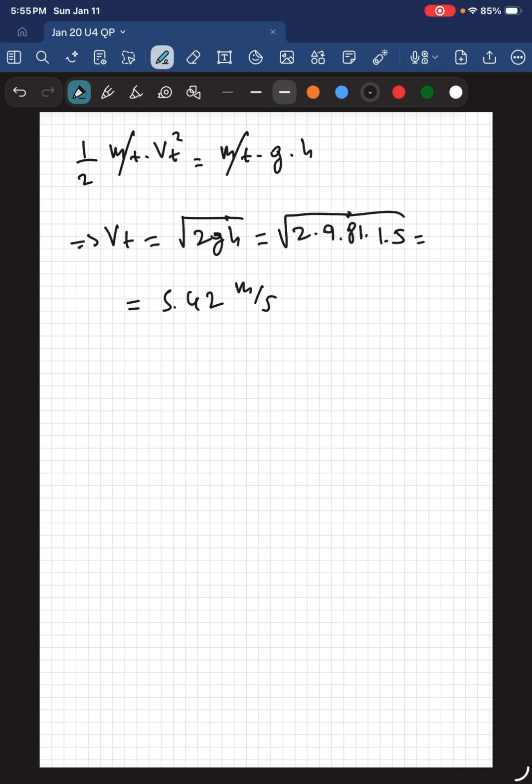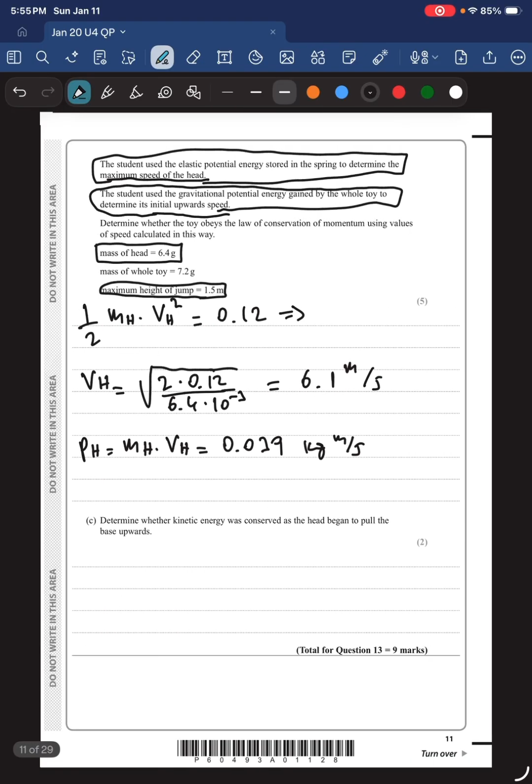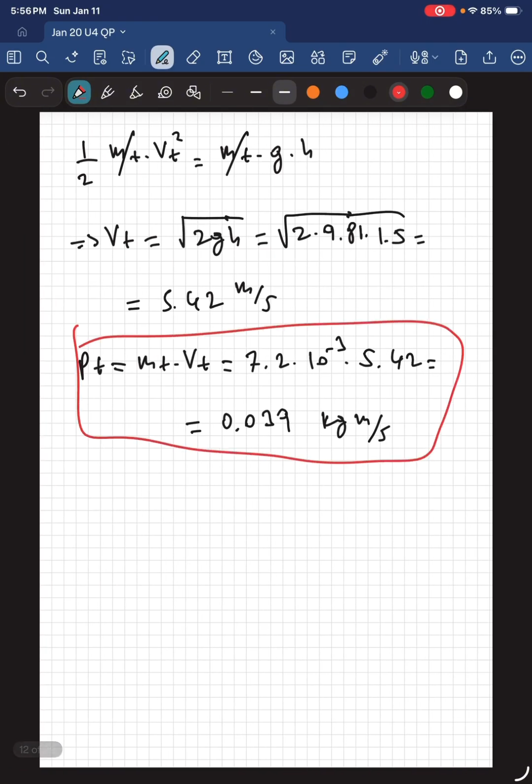So 5.42 meters per second. So the momentum of the toy is going to be the mass of the toy times this velocity of the toy. The mass of the toy is 7.2 times 10 to the negative 3 kilograms times 5.42. And this yields 0.039 kilograms meters per second. And notice that this is exactly the same as what we just found for the head. So actually momentum is conserved.